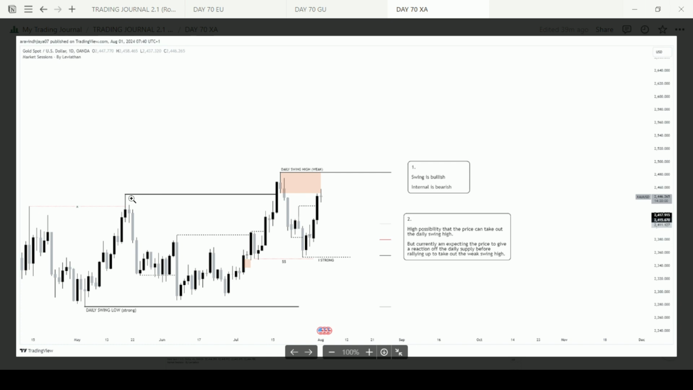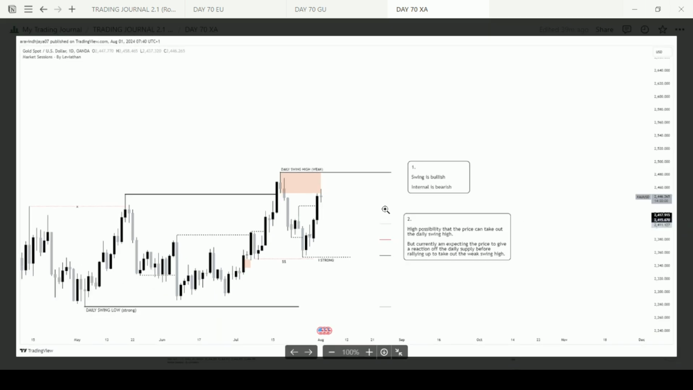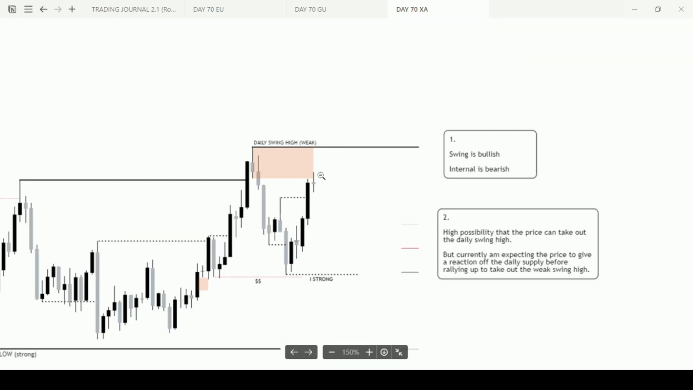So this is a daily chart. The swing is bullish and the internal is also bullish, which means the price is in the phase A longs. But since the price has tapped into this daily supply, and this is too much elongated, I was expecting the price to come down to fill this imbalance and then push up, or possibly mitigate this area of demand, push down, mitigate this area of demand, and then push up. So that was my expectation.